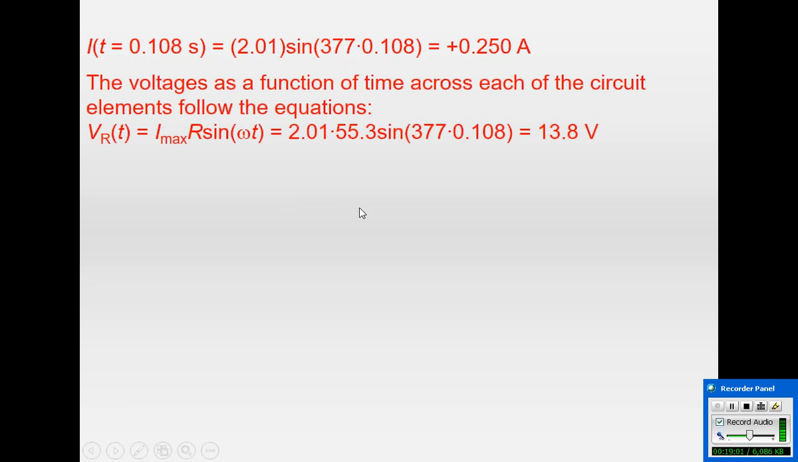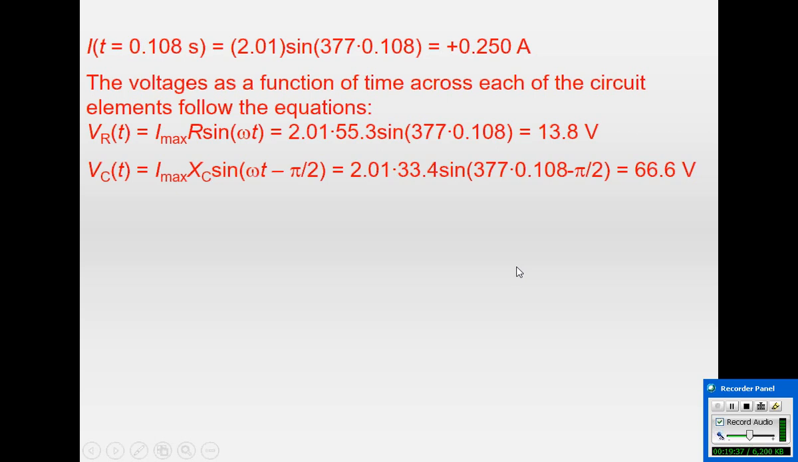We want the voltages across each of the circuit elements. Okay. VR max is equal to I max times R. And the phase shift between the voltage across the resistor and the current is 0. So I can express the voltage across the resistor as a function of time as I max times R times the sine of omega t. I know I max, I know R, I know omega, and I have a particular value for t, plug them in. We get that at 0.108 seconds, the voltage across the resistor is 13.8 volts.